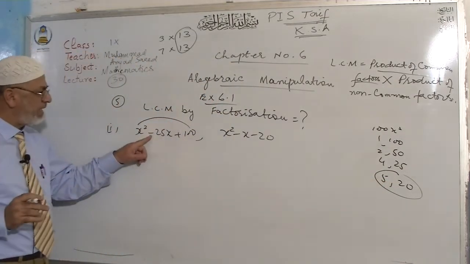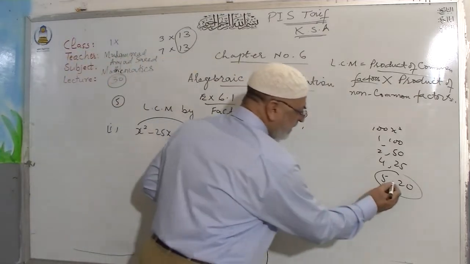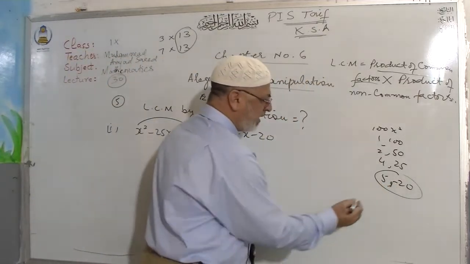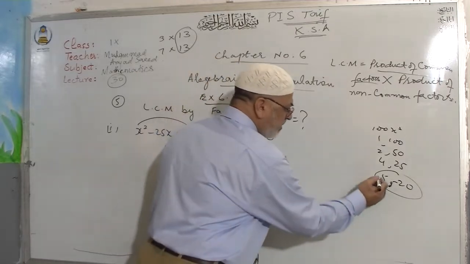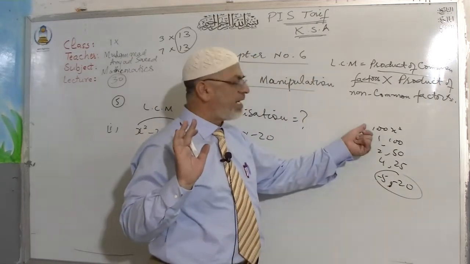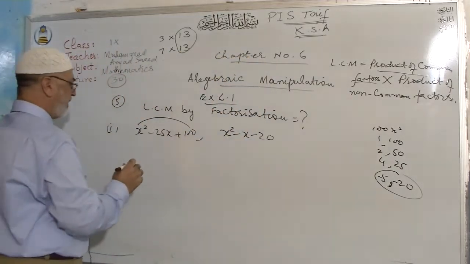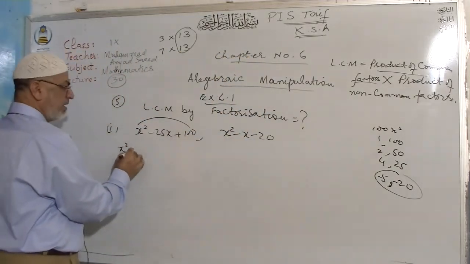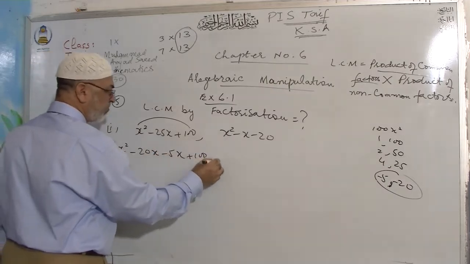So I told you already that in your possible pair the bigger component will always have the certain sign. So here is minus 20, definitely this is minus. So here you are getting this positive. So here must be minus, so minus minus plus. So after multiplying you are getting plus 100 and after adding you are getting minus 25. So x square minus 20x minus 5x plus 100.